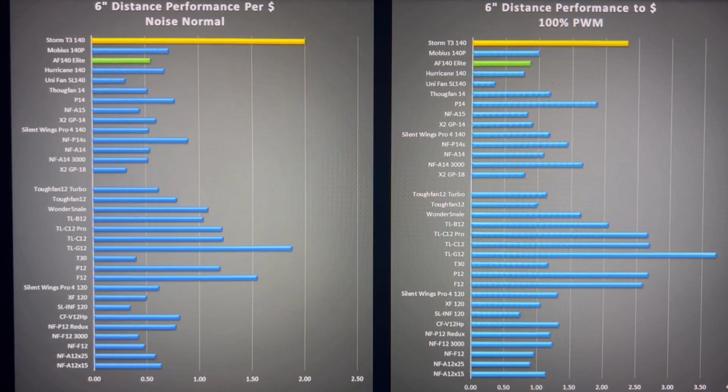So jumping over to 100% PWM signal, we still see that the T3 is an excellent value, being right at the top. It's not as good as some of the 120s, but if you really want the larger fan, then the T3 might be an excellent choice for you. The Corsair AF Elite is sitting more or less at the middle of the pack. It isn't bad, it isn't great, it's just kind of middle of the road.